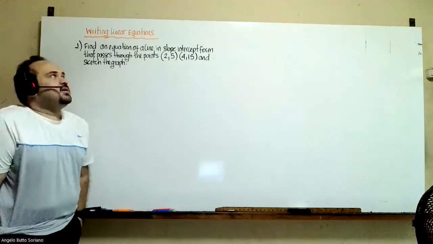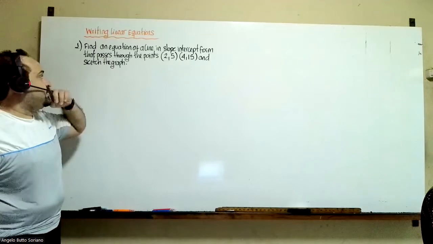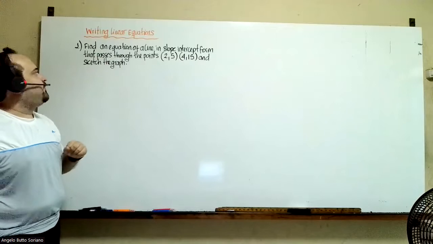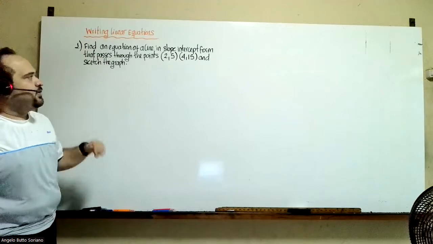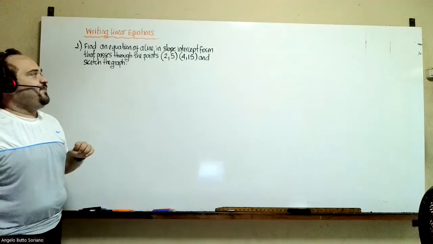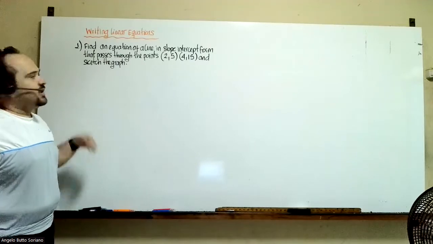Okay. In the first example, we're supposed to find an equation of the line in slope intercept form that passes through the points (2,5) and (4,15), and get the graph.